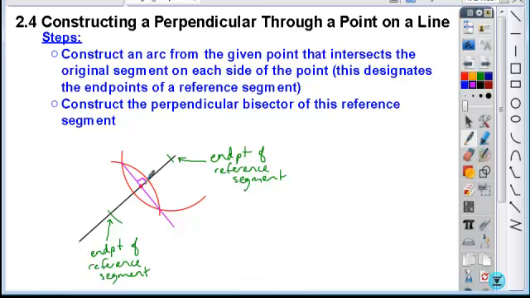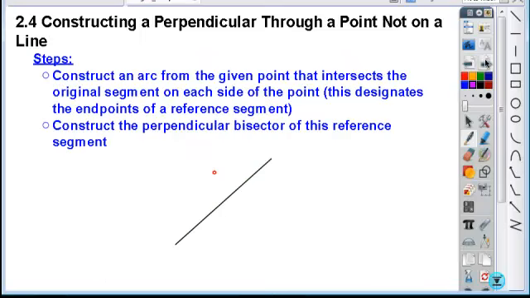Look at what happens when the point lies off of the line. So this is the case when the point's on the segment. What happens if the point is off your segment? Well, actually, nothing changes. You wind up doing the exact same steps that we did in that last construction.